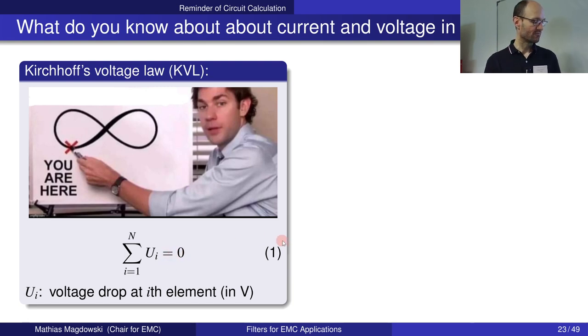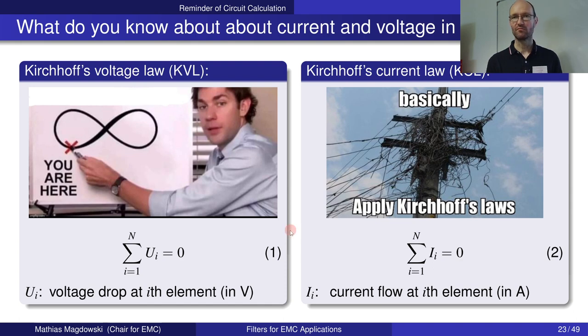And there's Kirchhoff's current law that says if you have a node somewhere, and you have currents flowing towards this node and flowing away from this node, the total sum of all the currents will also be zero. Or you could also write it in a way that the sum of the incoming currents must be the sum of the outgoing currents.